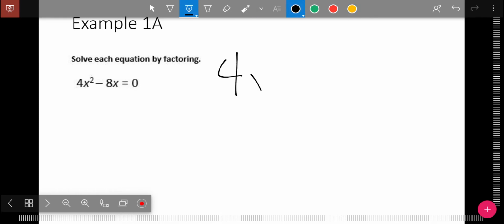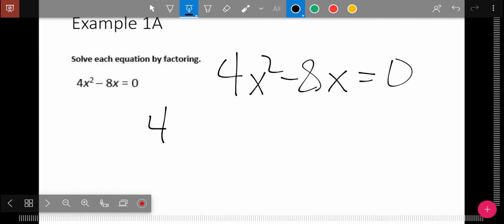We have 4x squared minus 8x equals 0. Well, it's already set equal to 0. We love that. So what goes into both of the terms? What goes into 4x squared and 8x? Well, 4 goes into both of those numbers, and x goes into both of the variables. The first x goes into both. The second x goes into the one on the left, not the one on the right. And so 4x times x makes 4x squared, and 4x times negative 2 makes negative 8x.